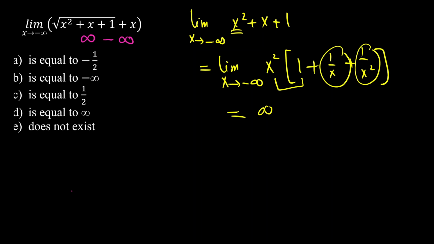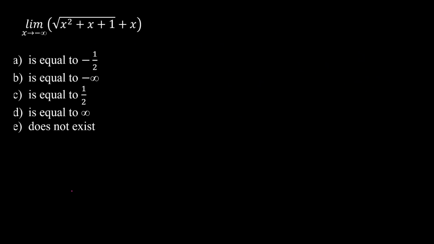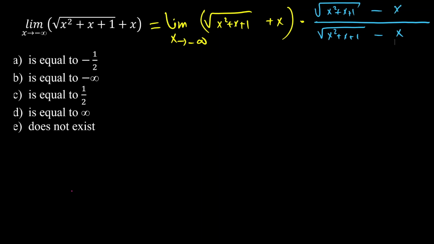So this is the form infinity minus infinity, which is indeterminate. Again, the way that we do it is we just multiply by the conjugate. So this is the limit as x goes to minus infinity of the square root of x squared plus x plus 1 plus x. Alright, and we multiply up and down by the conjugate.